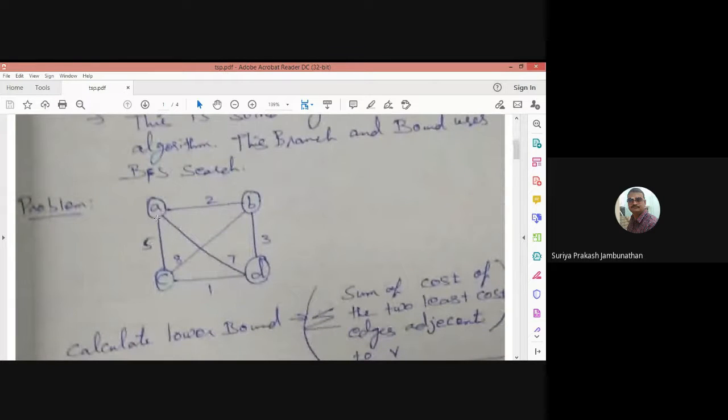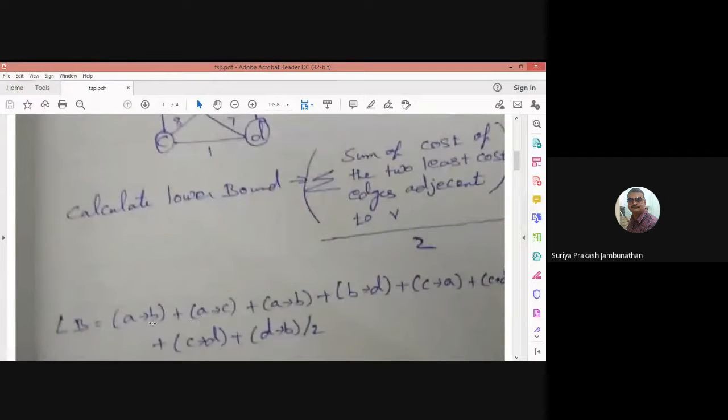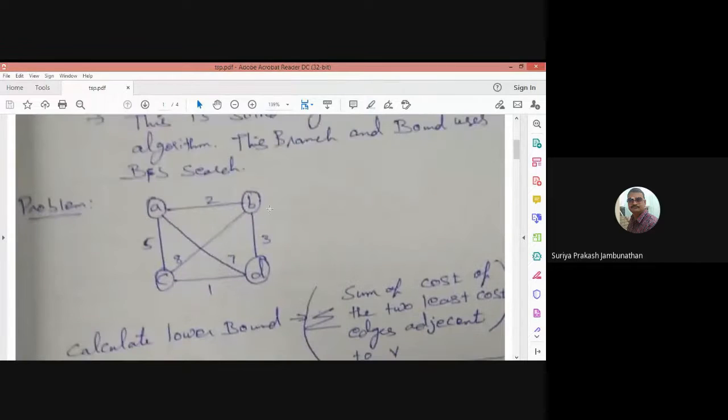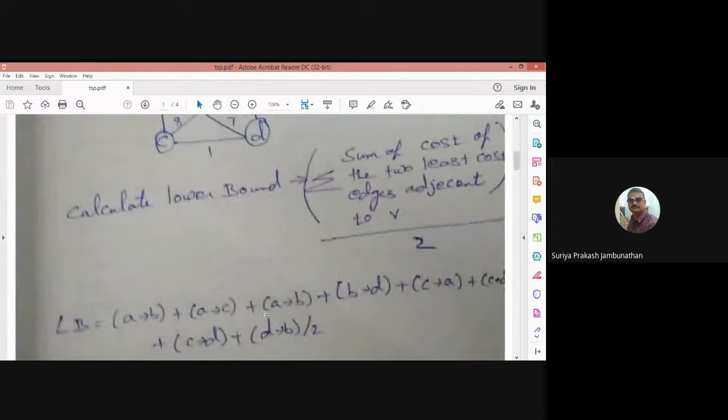From A, as I told, which two edges are least? A to B is least, A to C is least. That we are writing here. From B, which two are least? B to A and B to D have the least values. So that we are writing as A to B and B to D. We have to write B to A here, so we are writing A to B.